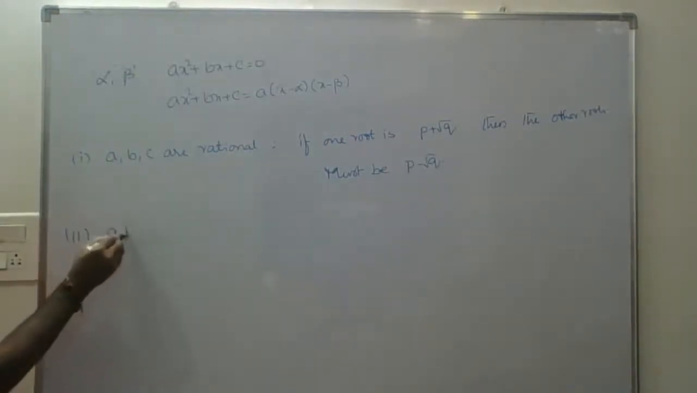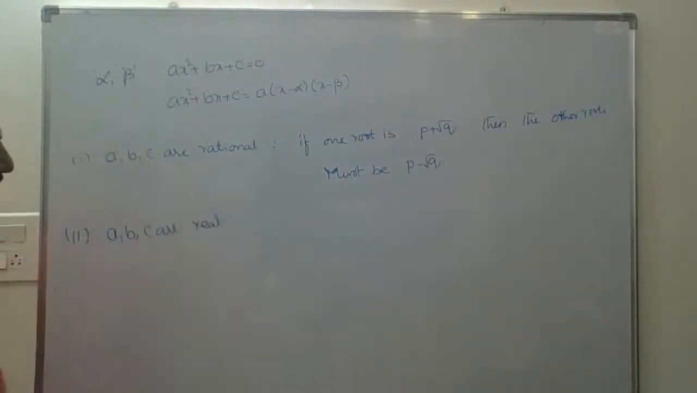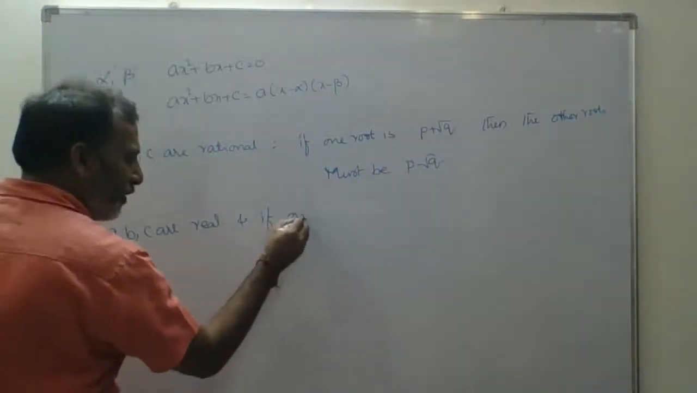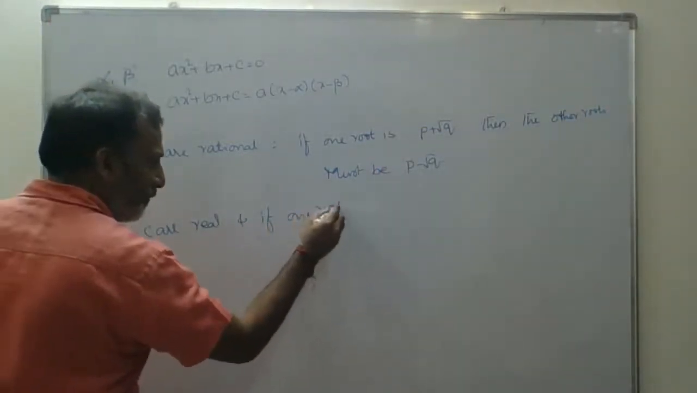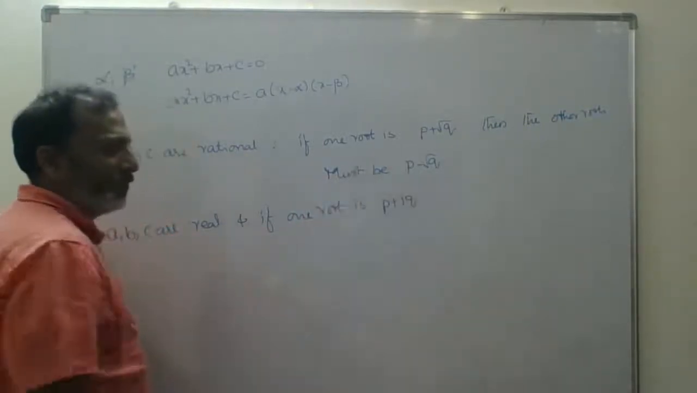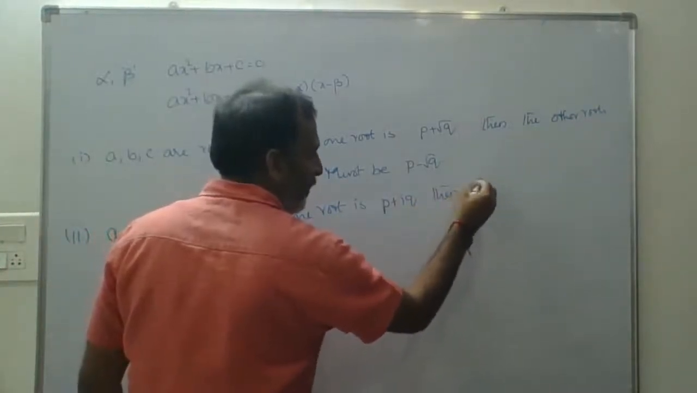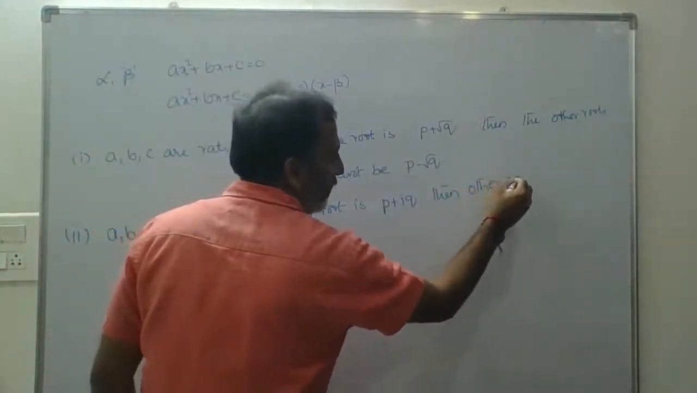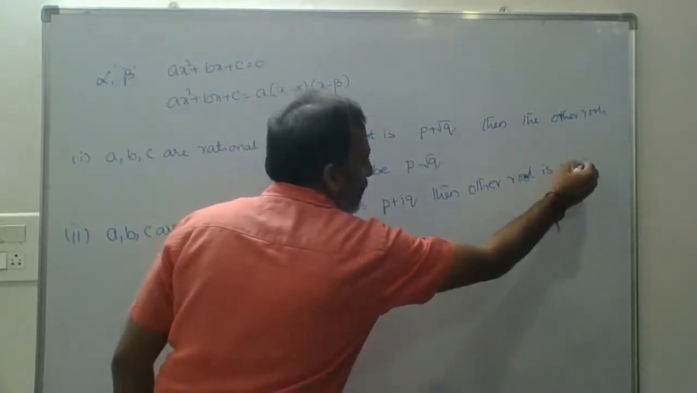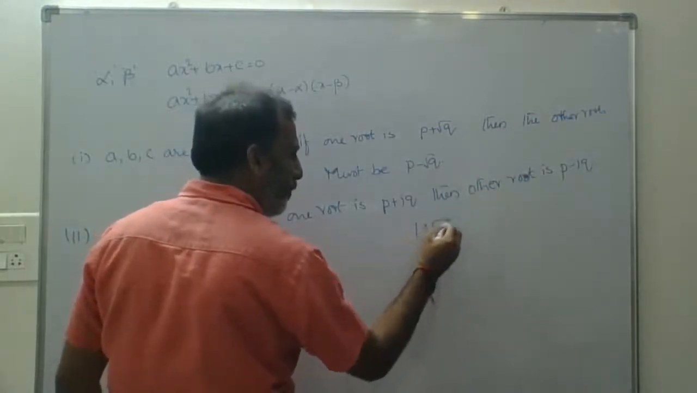Second, if a, b, c are real, not rational, real, and if one root is p plus iq, then the other root is p minus iq. Remember, i is root of minus 1.